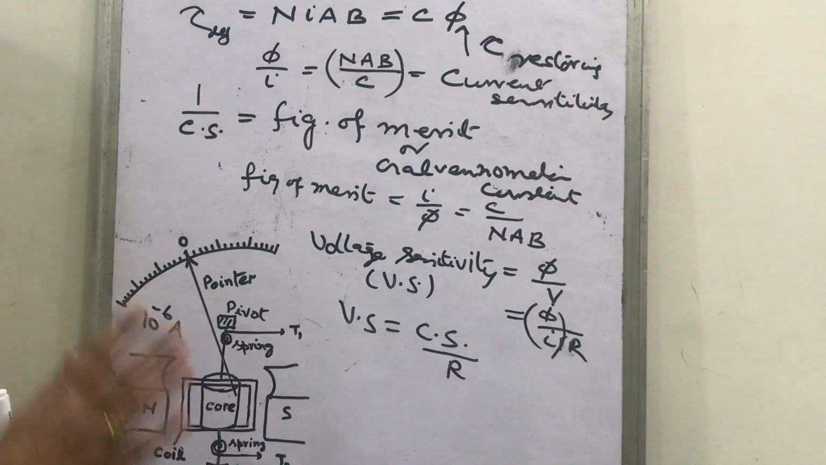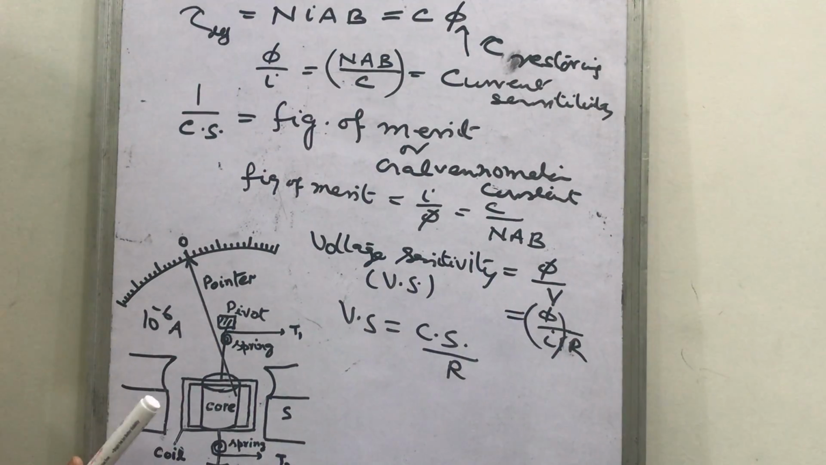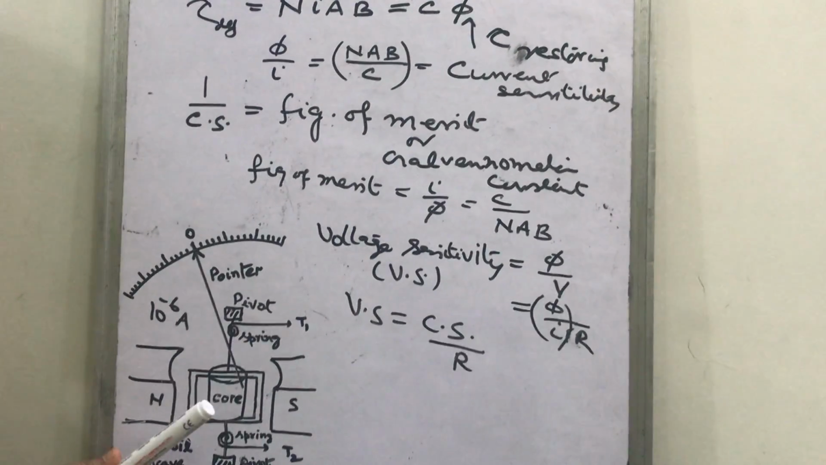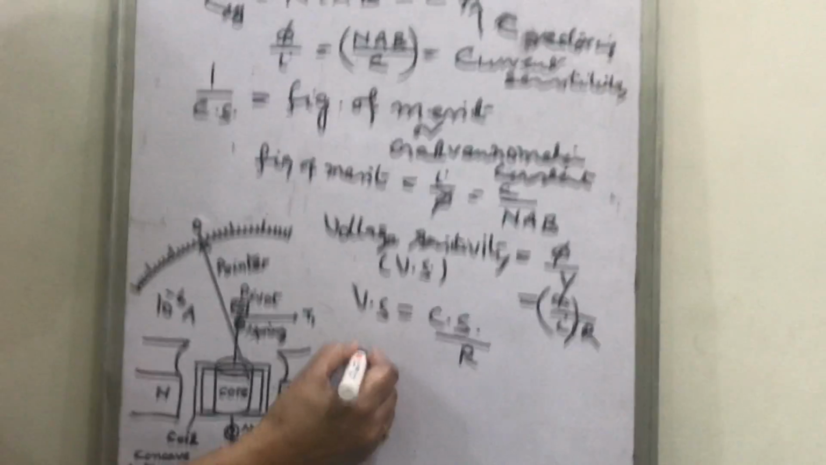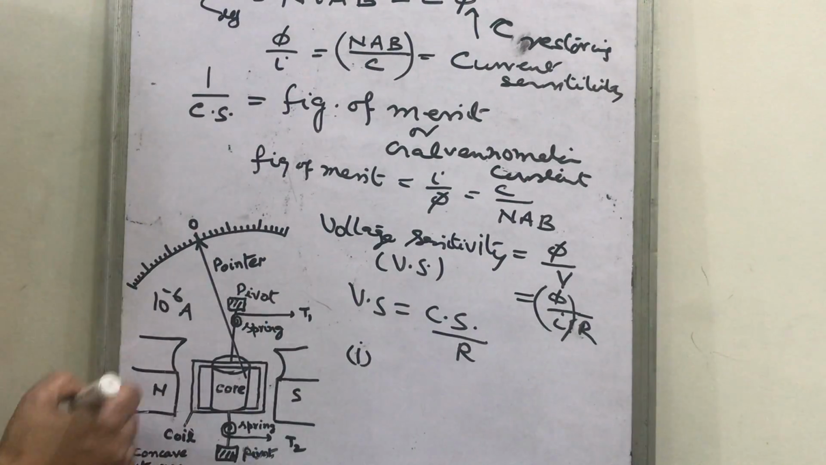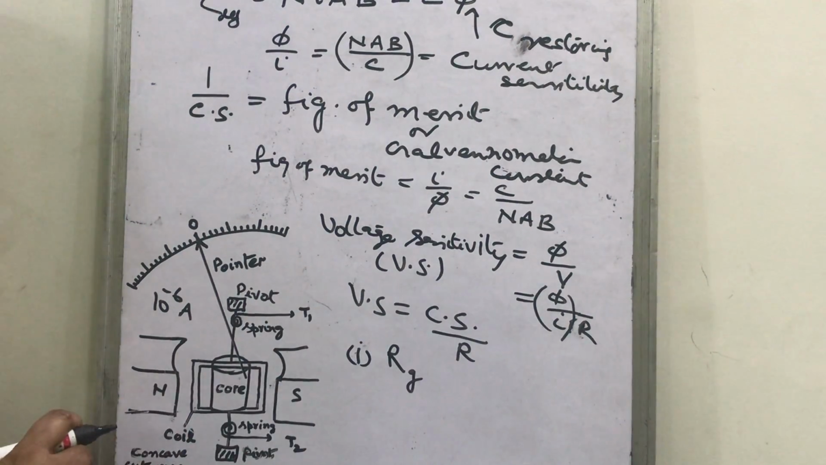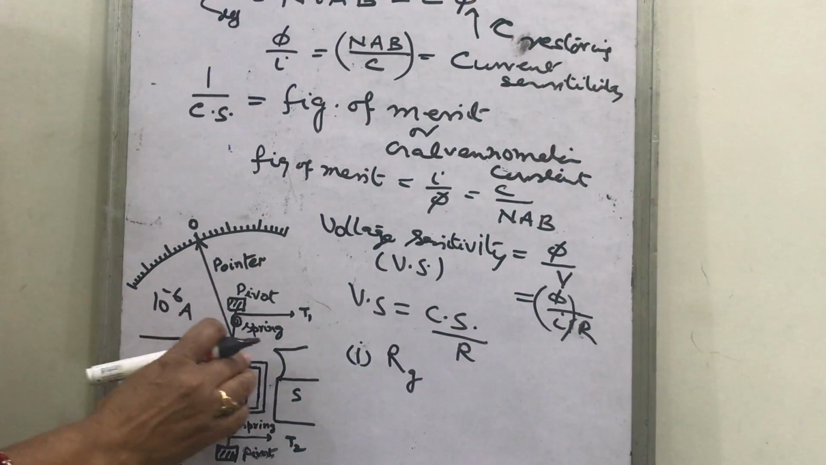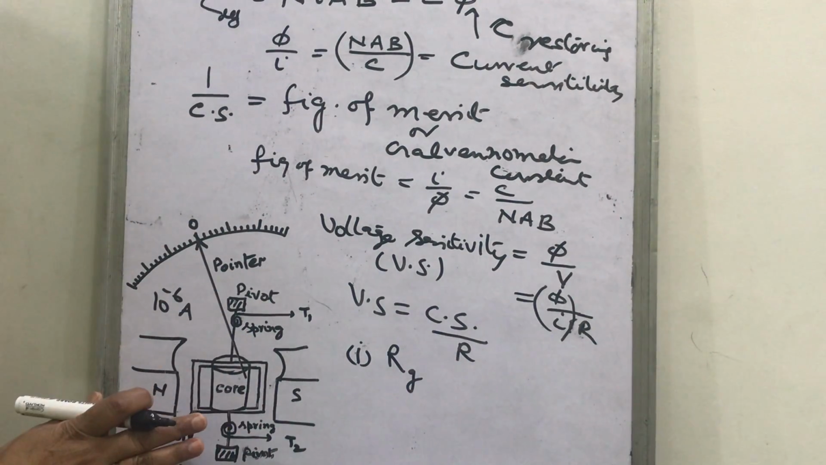Then it has some resistance. So you should know these two things. This question is also asked: what should you know? First, we should know the resistance of the galvanometer. Resistance of the galvanometer means the copper coil which is wound on the aluminum frame in making the galvanometer.